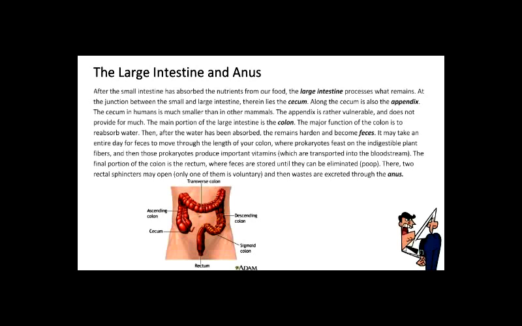Now let's talk about the large intestine and the anus. A big point that my biology teacher made is that the anus is a part of the digestive system, while the bladder and whatever organ you have past that is a part of the excretory system. The anus is not a part of the excretory system. It is the end of your alimentary canal, or your digestive tract.